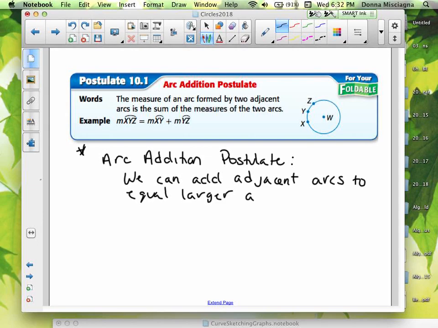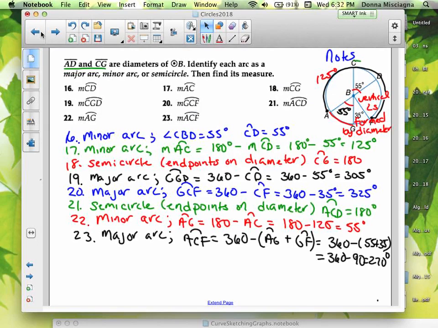There's a nice little shorthand way. You can add adjacent arcs to equal the larger arc, equal the whole arc. And there you have a picture. That's what we actually used in several of these problems, everywhere we added the arcs together. So when we wanted to find the measure of arc AF, we added arc AG and GF together.